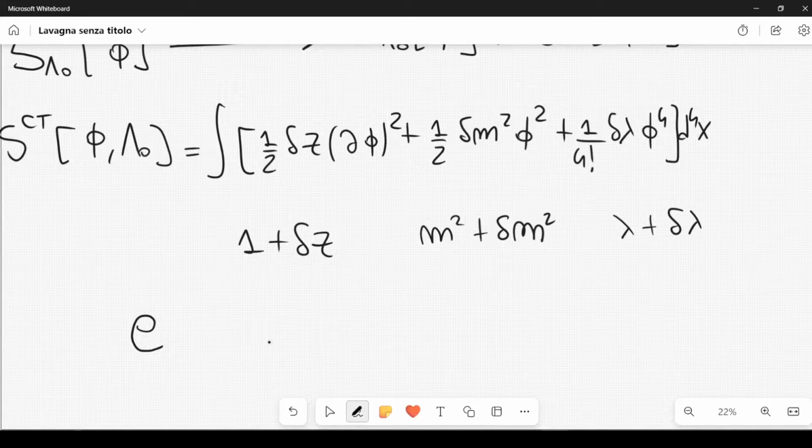Anyway, the question remains, how do we choose the value for delta z, delta m squared, and delta lambda? Well, delta lambda will be something else that we will do at a later stage, because it will be a higher order correction. But about delta z and delta m squared, we can say something more, and this has to do with renormalization. We will find a way to choose their value by means of a so-called renormalization scheme, but we will do it next time.